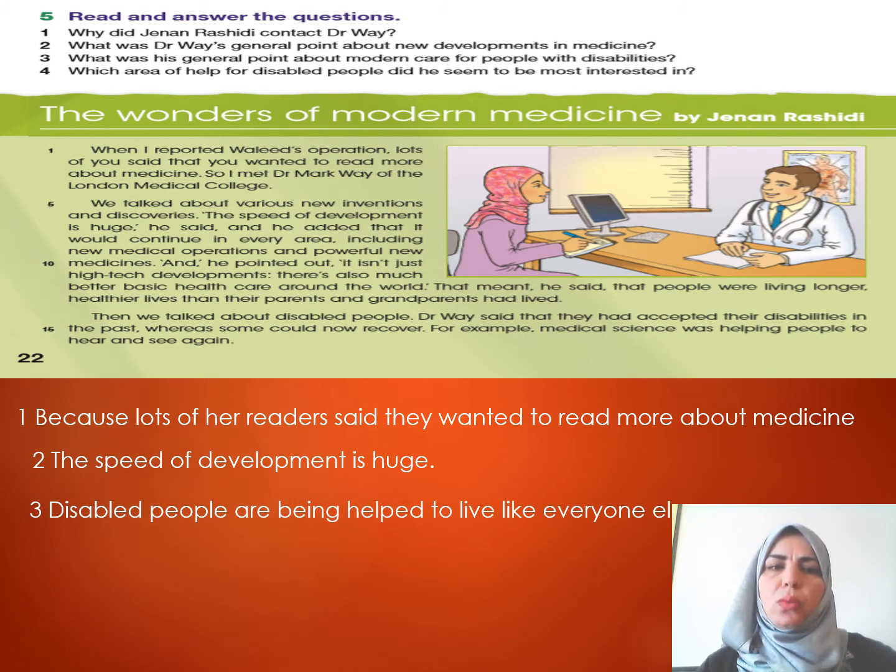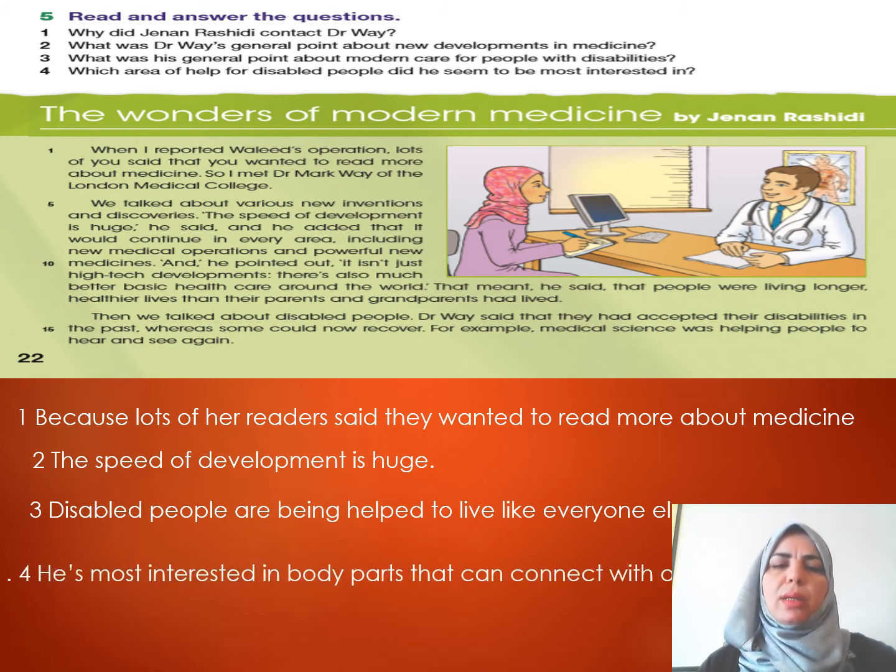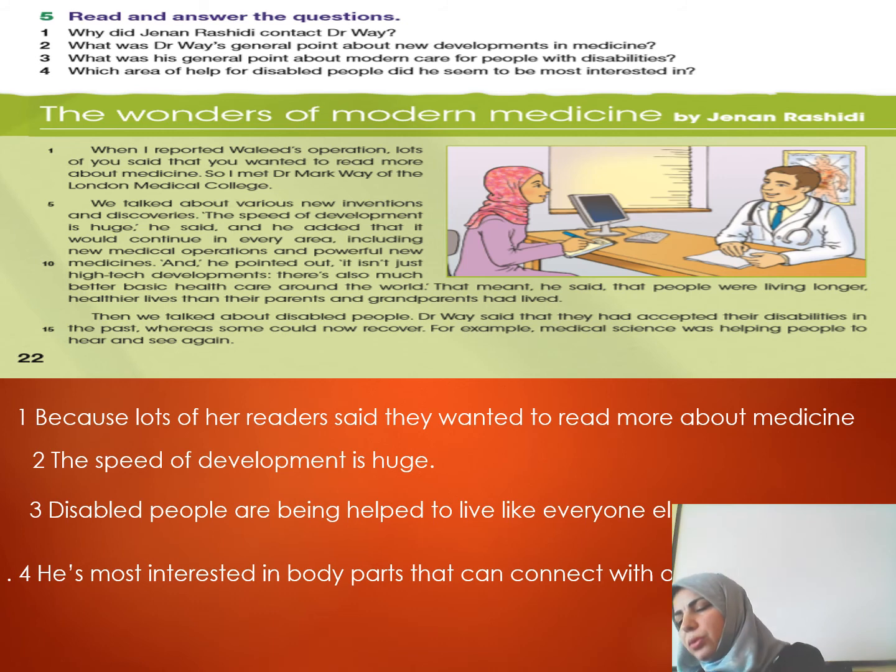Number 4, which area of help for disabled people did he seem to be most interested in? Yes, the answer of number 4 is he's most interested in body parts that can connect with our brains. Okay, I will give you 2 minutes in order to check the answers and try to correct the mistakes of them.